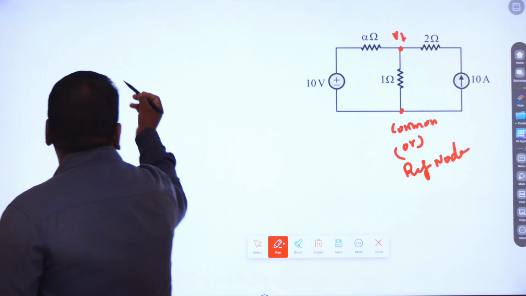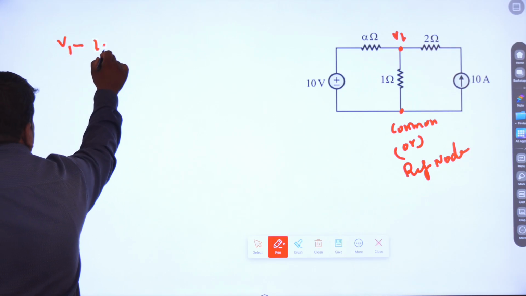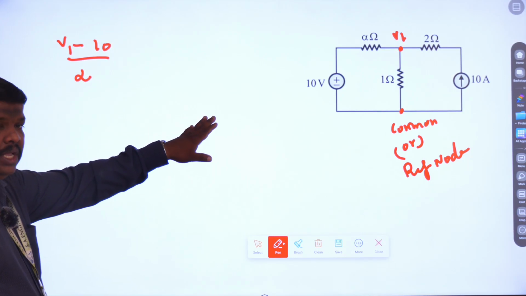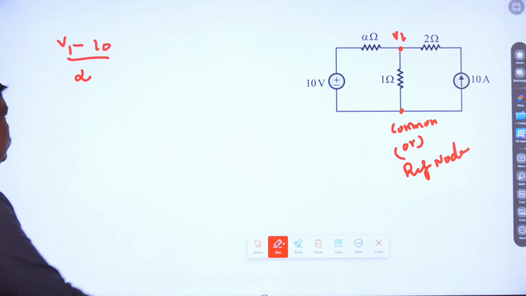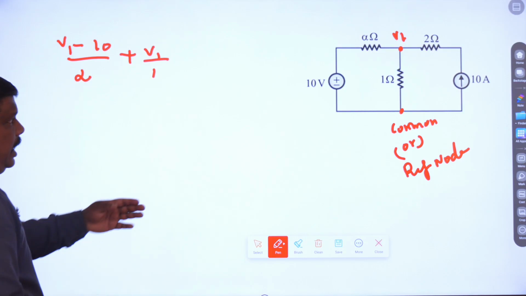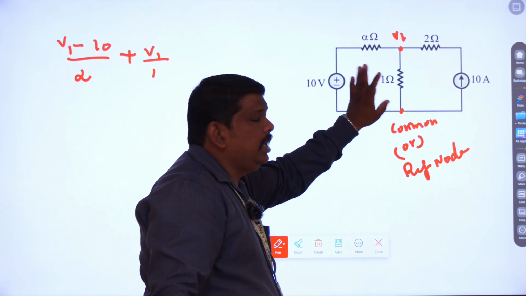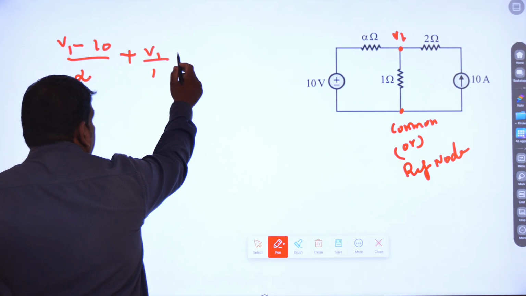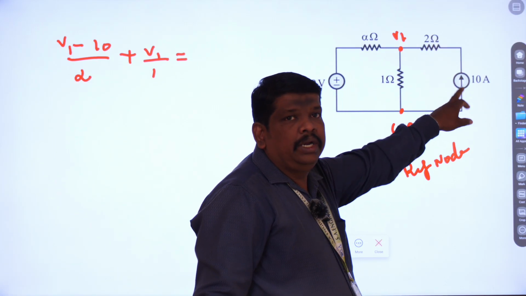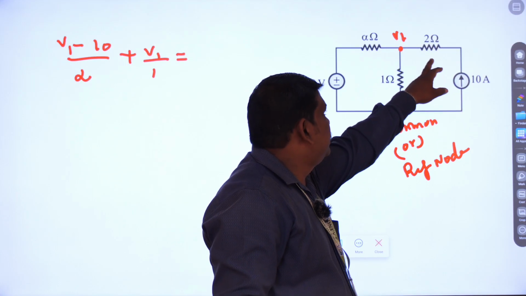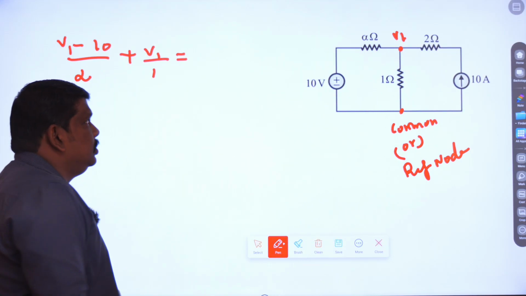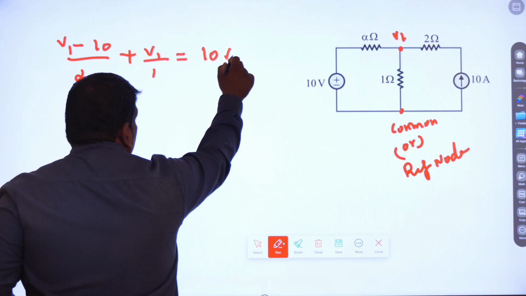One is going to be the node voltage: (V1 minus 10) divided by alpha, since the resistance value is alpha, plus V1 divided by 1, and the next element, V1 by the resistance, is equal to... I am not taking the 2 ohm resistance because it is directly connected to the 10 amps. The 10 amps current only enters the 2 ohms and enters the node V1, so it is equal to 10 amps.